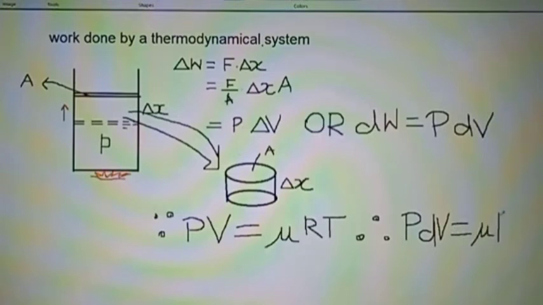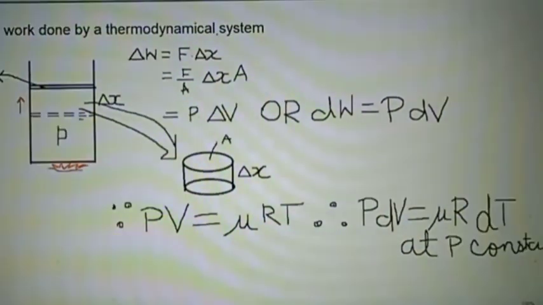If it is not constant, then we have some other complications, some other representations, that is totally calculus based. So in order to keep this in our mind, dW equals P dV, we can also replace it with mu R dT.